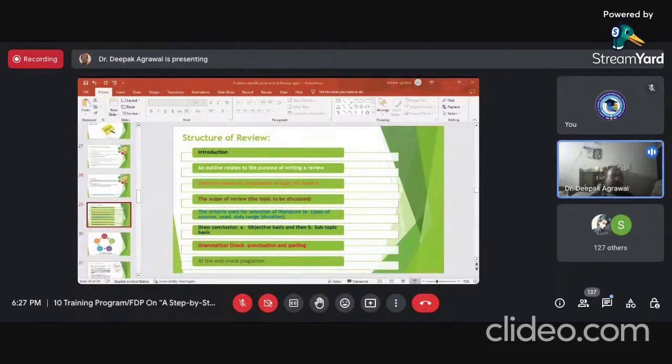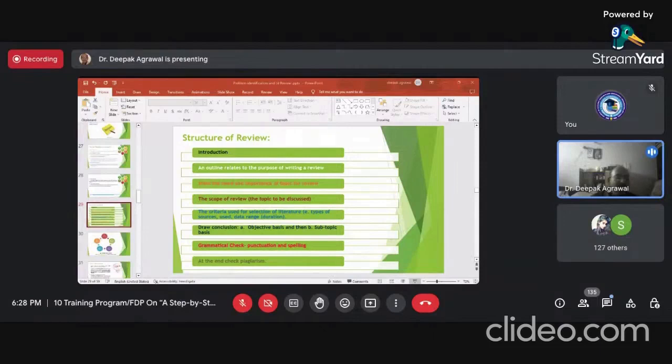This can be a structure of the review. If required, you can take a screenshot. A review must start with an introduction. There must be an outline which indicates the purpose of writing the review, maybe in a few sentences. It states the need and importance of the topic for review, the scope of the review, the topics to be discussed in your work, and the criteria used for the selection of literature, that is, the types of sources, data, etc.